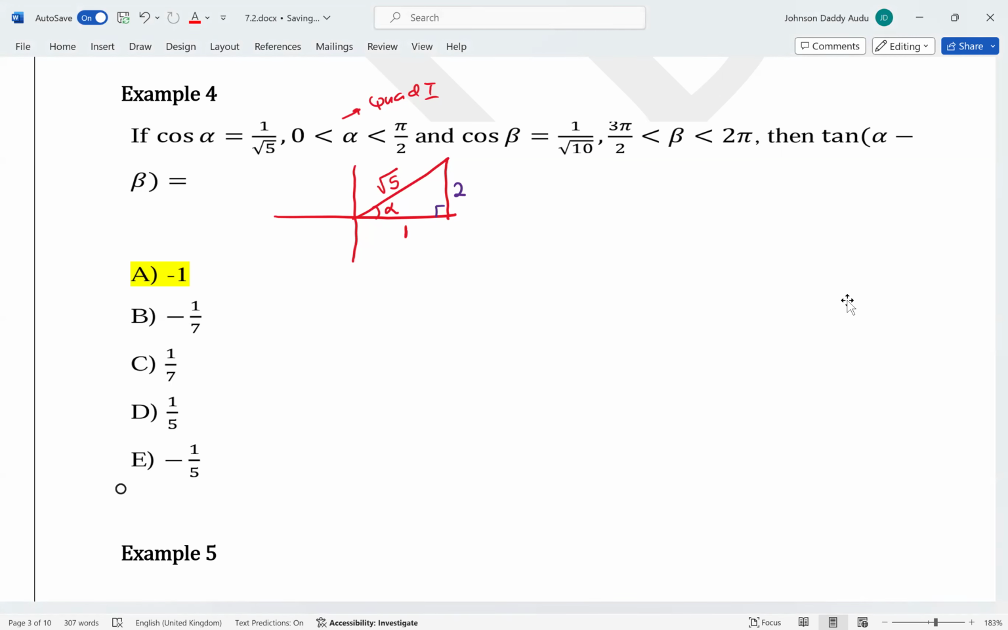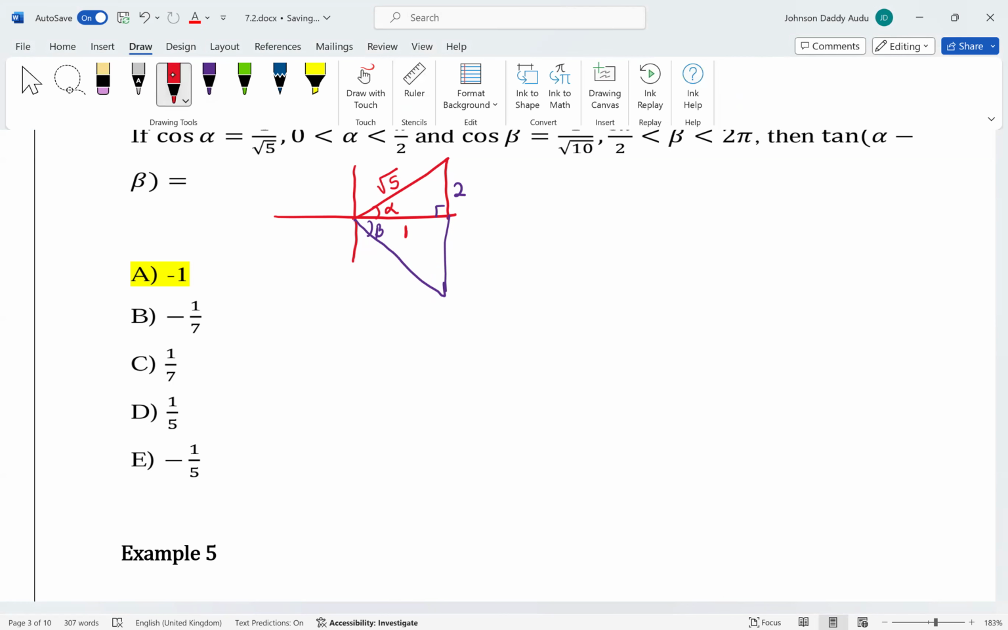Then, but we are told also we have beta. We have something to do with beta. But where is beta? Beta is in quadrant number 4, correct? Yes. So let's have this one. So let's say this is beta. Beta is somewhere here. And let's say this is beta. But what is cosine beta? Cosine beta is still 1 over root of 10.